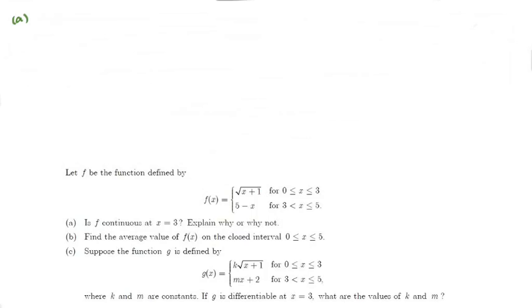So we're going to go to A. A says, is it continuous? Explain why or why not. So we're going to say, okay, well, let's go to the x as we approach 3 from the left side, and let's go to the x as we approach 3 from the right side. So if we approach 3 from the left and from the right, for the function f, are we continuous? Which one of these equations, this square root one or the 5 minus x, is the left side of f?